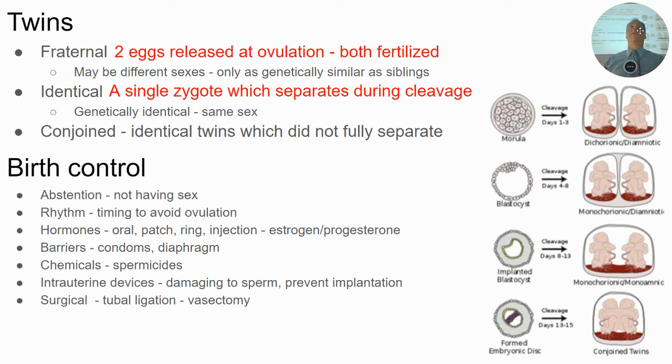An IUD is a device that's inserted and it lasts for 5 or 6 or 7 years, and then it can be replaced afterwards. It can be removed if a woman then decides she does want to get pregnant. So it's a common means of longer term contraception. Obviously, barrier methods include things like condoms, which prevent sperm from actually reaching the egg cell. There's chemicals. Spermicides are chemicals which actually destroy sperm cells so that they're not going to be able to get to the egg.